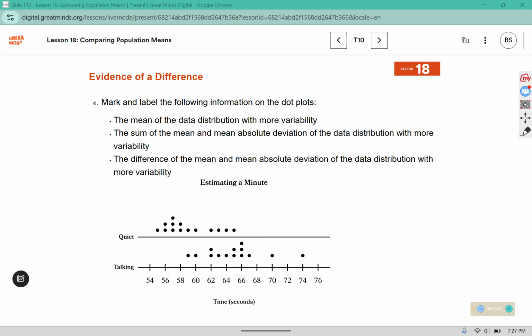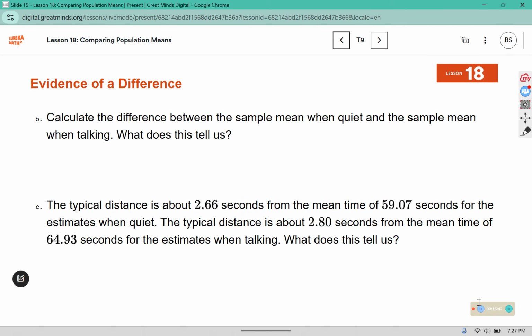Four says, mark and label the following information on the dot plots. The mean of the data distribution with more variability. Well, in here, the one with more variability is the talking amount. So the mean should be at 64.93.